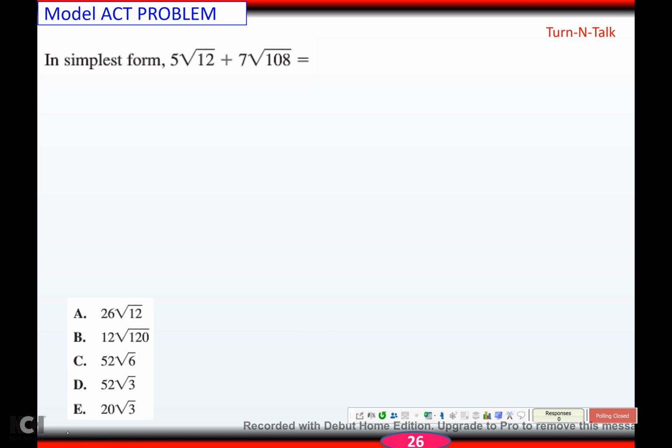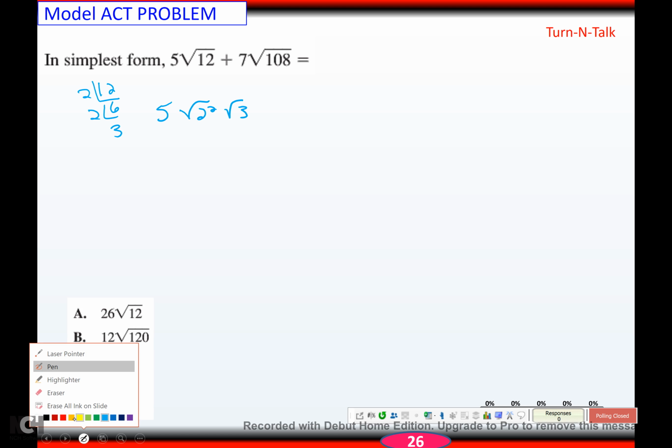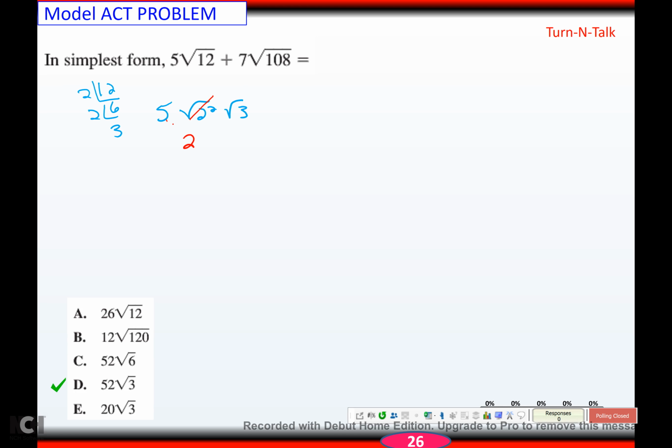Okay. All right, try this one. Hit pause. Come back when you're ready. Hopefully you got D. All right, I can't add those because the radicals don't match. So I've got to break them down. If I break down 12, by 2 is 6, by 2 is 3. So I have 5 times the square root of 2 squared times the square root of 3. Well, the square root of 2 squared is 2, times 5 is 10, square root of 3.